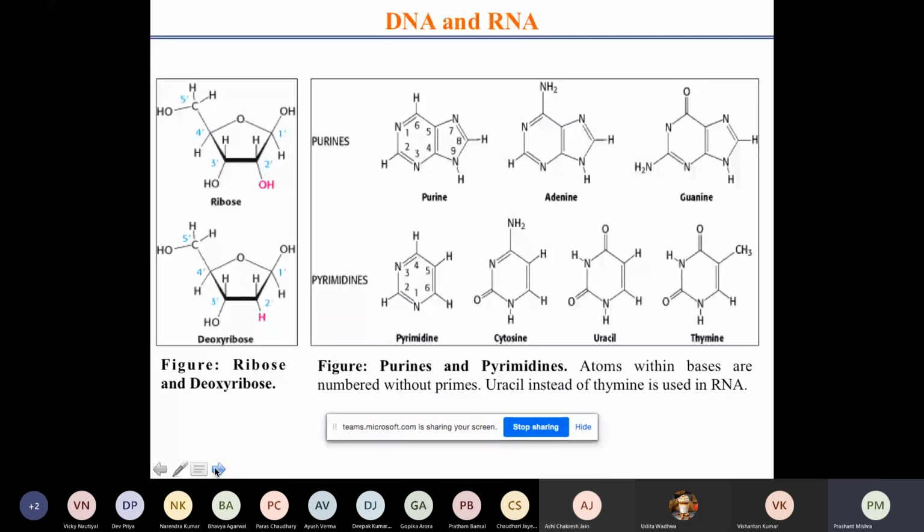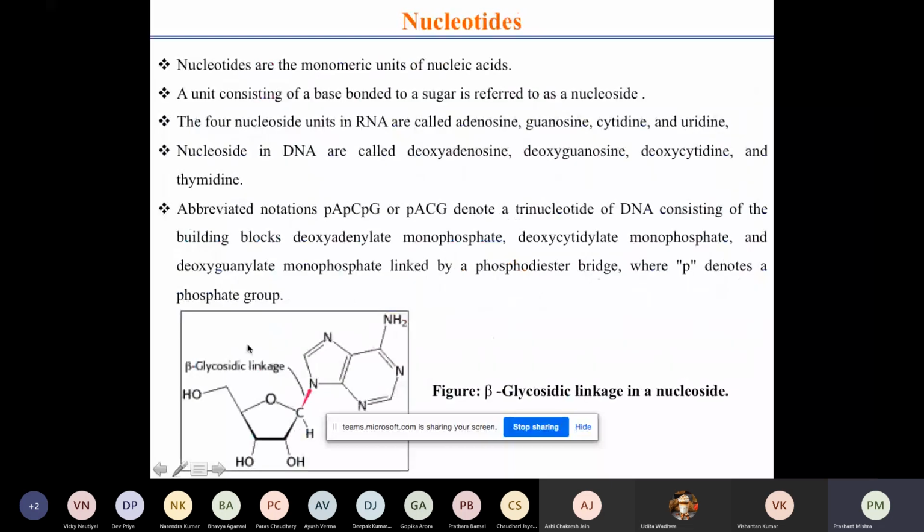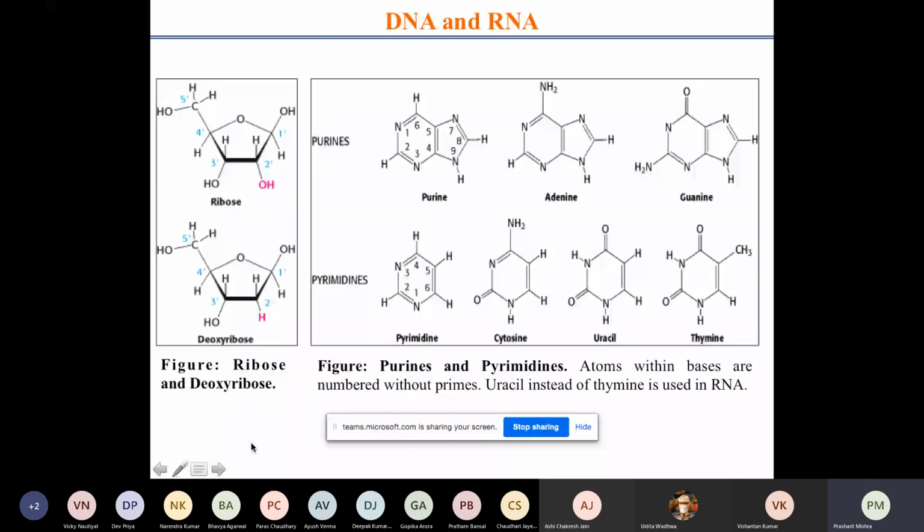What are the differences and how are they present? So there are two differences. One is in case of the RNA molecule. If I talk about the RNA molecule, in RNA you have a hydroxyl group. The rest of the structure is the same. This structure is a ribose, a 5-carbon compound.